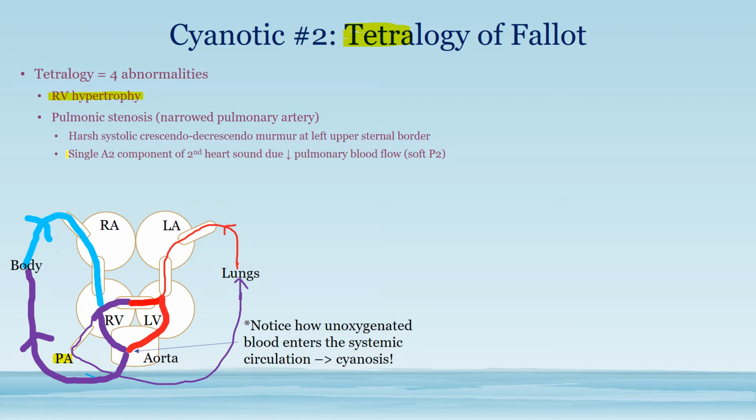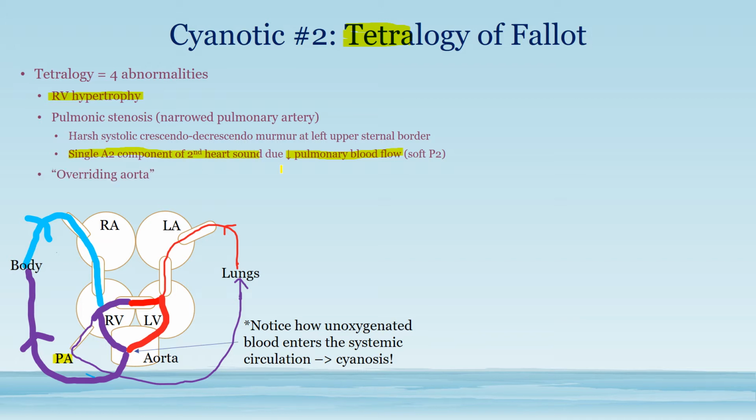Another important feature is that you have a single second heart sound. And the reason for that is because the pulmonary blood flow is decreased due to the stenotic pulmonary valve and the stenotic pulmonary artery. So this will cause a soft second heart sound because very little blood is flowing through. But the aorta will have a very loud sound because most of the blood is going through this huge aorta and will have a very loud snapping shut. So it'll be a single A2 component of the second heart sound, a single second heart sound.